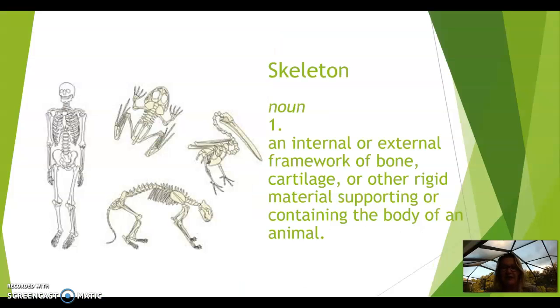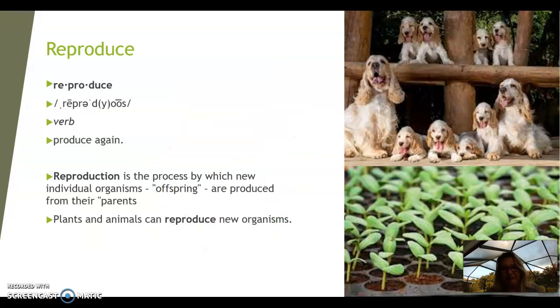The skeleton is an internal or external framework of bone, cartilage, or rigid material supporting or containing the body of an animal. All animals have a skeleton. It helps them move. We wouldn't be able to stand up straight without our skeleton.